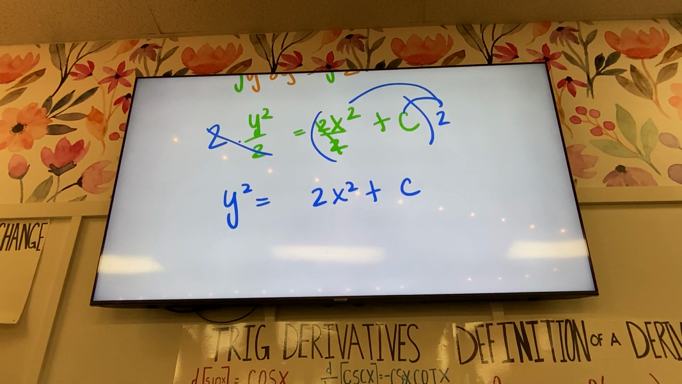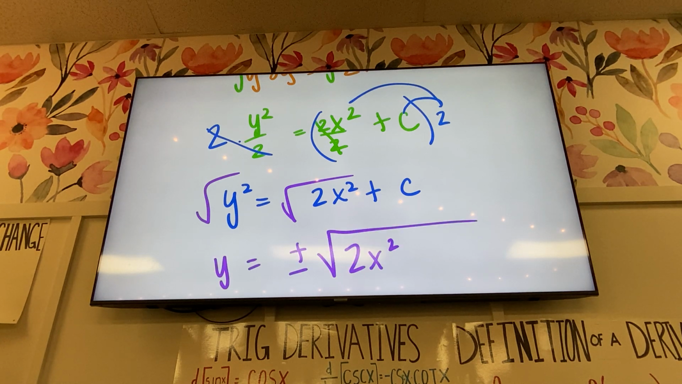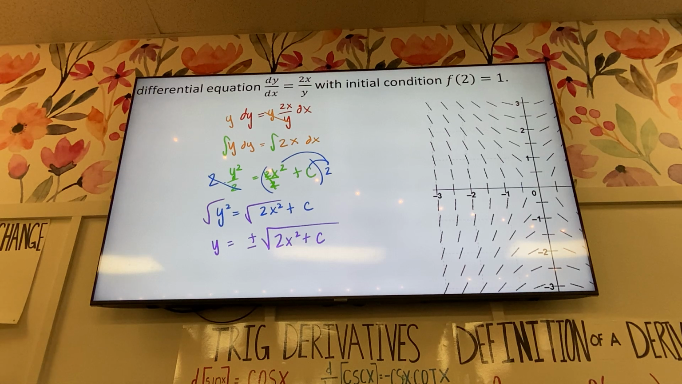How do you get rid of the square? Square root, and every time you square root, you have to put a plus minus. Now in your final answer, you will only have one of them, either a plus or a minus, and that's where your initial condition comes in. Do you want the positive or the negative square root? Positive, because your y value is positive. If your y value was negative, you would want the negative square root.